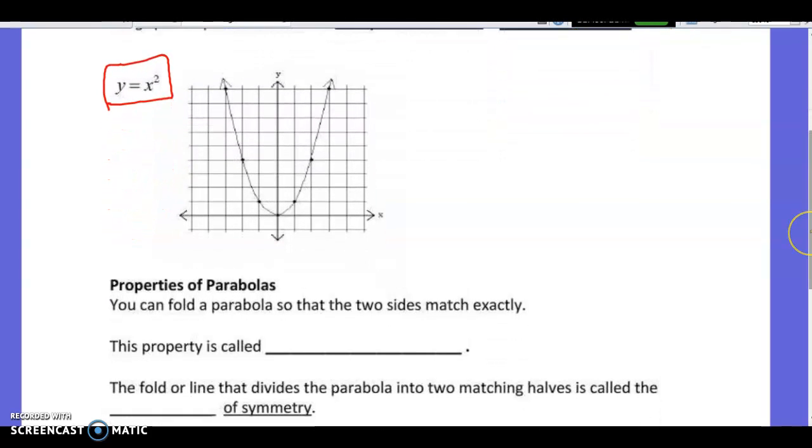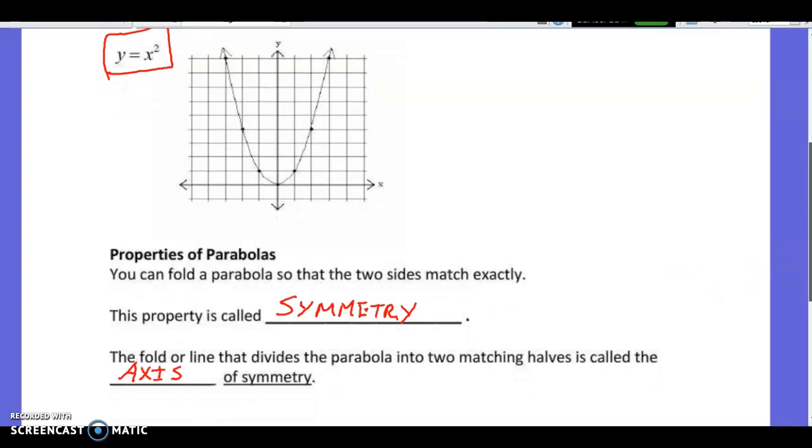All right, so properties of parabolas. You can fold a parabola so that the two sides match exactly. This property is called symmetry. The fold or line that divides a parabola into two matching halves is what we're going to refer to as the axis of symmetry. A-X-I-S. So the axis of symmetry basically makes a mirror image.